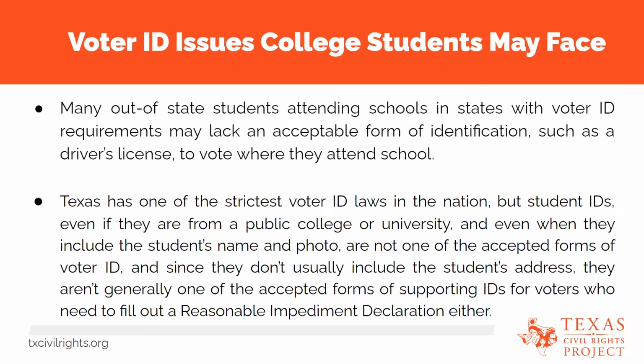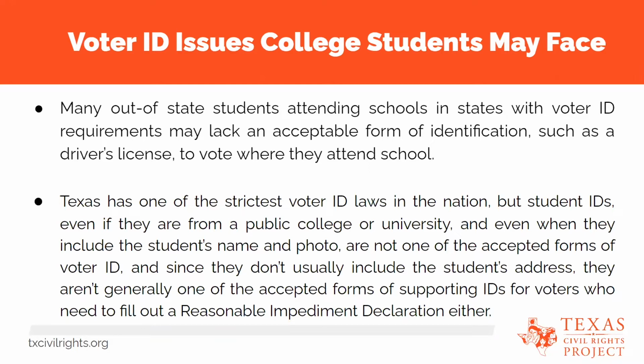As I'm sure we're all aware, Texas has one of the strictest voter ID laws in the nation. Student IDs, even if they're from a public college or university, and even when they include the student's name and photo, are not one of the accepted forms of voter ID. And since they don't usually include the student's address, they aren't generally one of the accepted forms of supporting ID for voters who need to fill out a reasonable impediment declaration either.